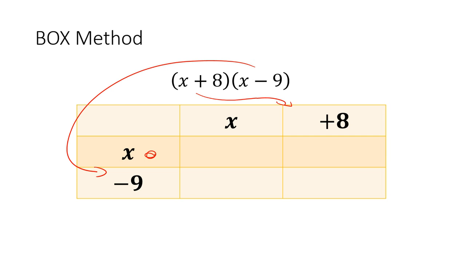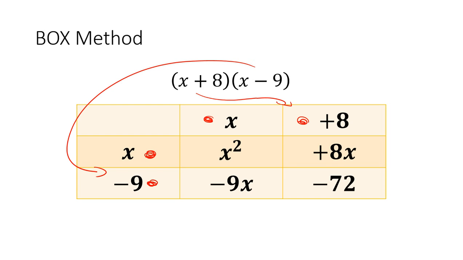X times x is what? X squared. X times 8 is what? 8x. Negative 9 times x is negative 9x. Negative 9 times 8 is negative 72.